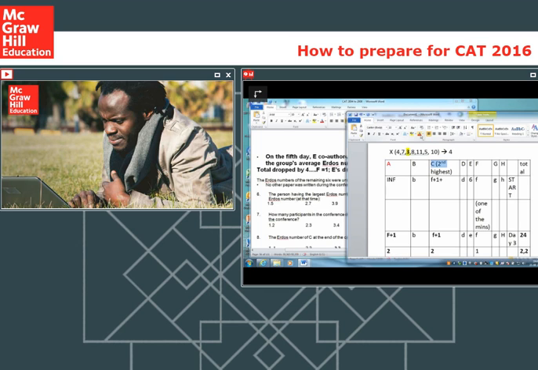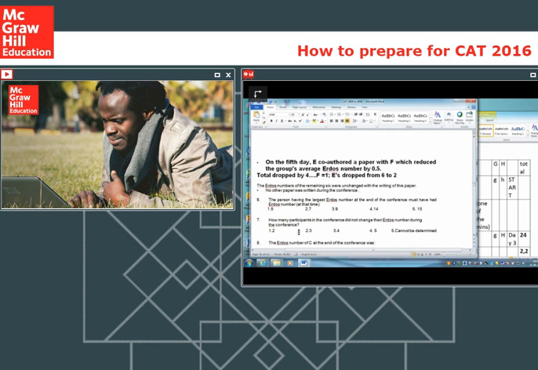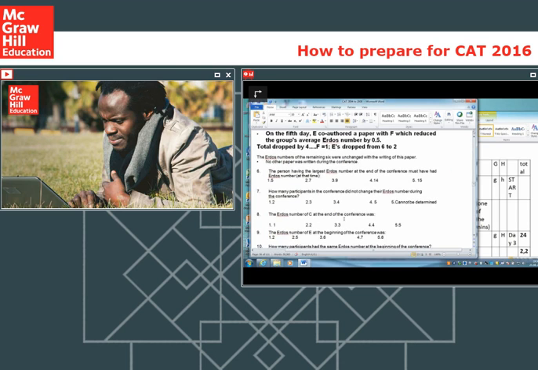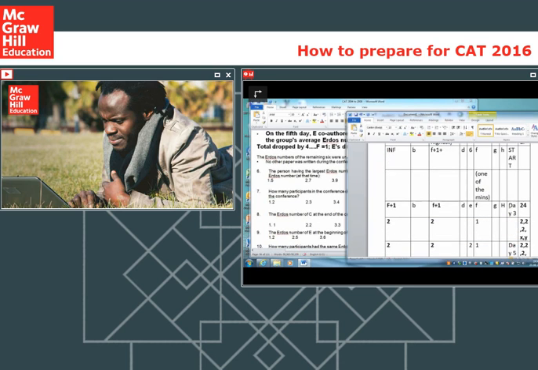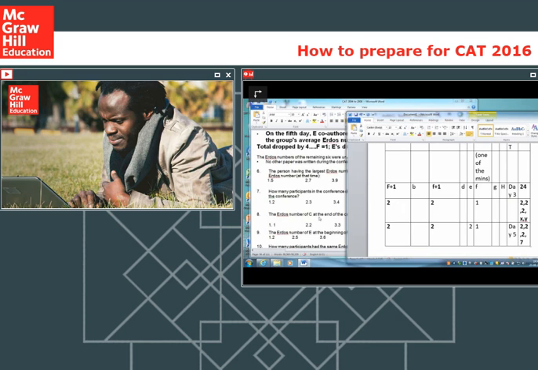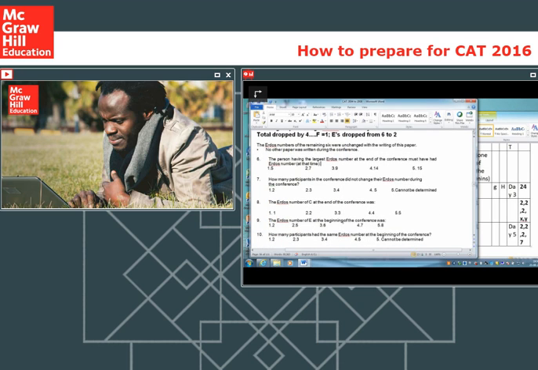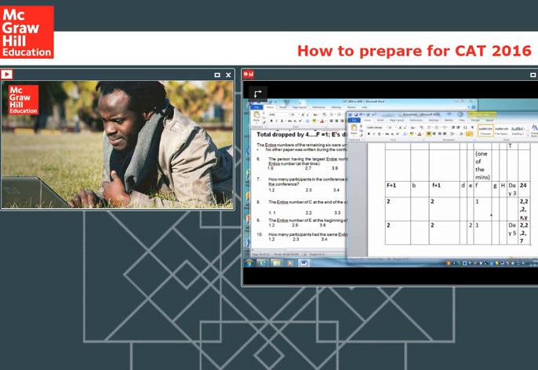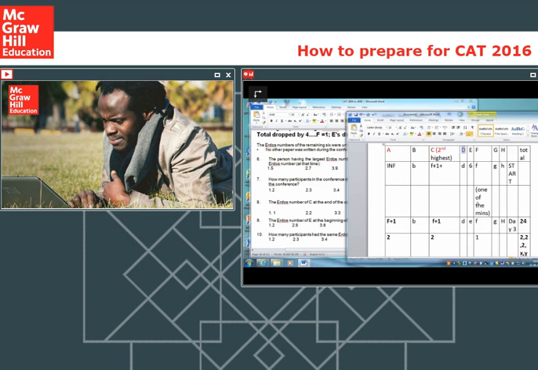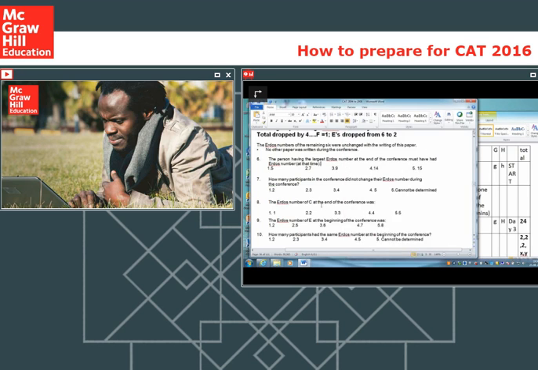B has not changed his Erdos number. C has changed his Erdos number, and D has changed his Erdos number. So 3 people have changed their Erdos numbers and 5 people have not. The Erdos number of C at the end of the conference, we have worked it out that C's Erdos number is 2. The Erdos number of E at the beginning of the conference, we have worked it out that E's Erdos number at the beginning of the conference must be 6.